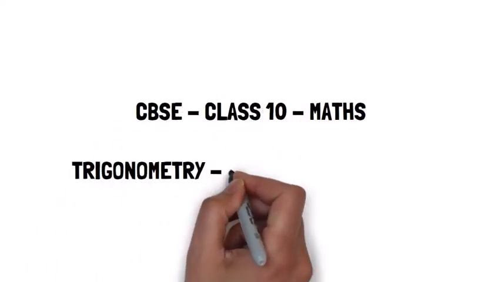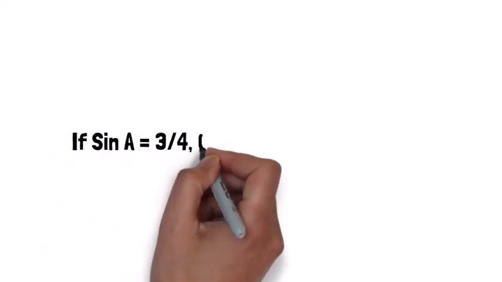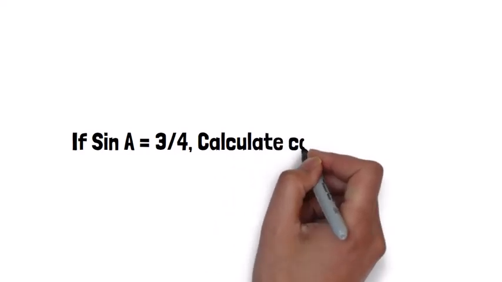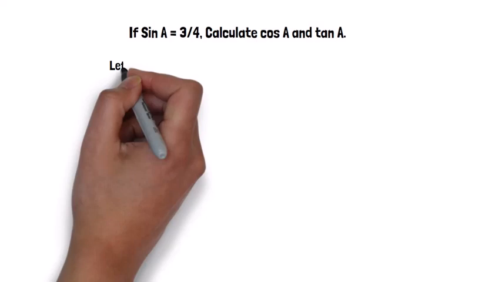CBSE Class 10 Maths Trigonometry Important Questions. If sin A equal to 3 by 4, calculate cos A and tan A values.